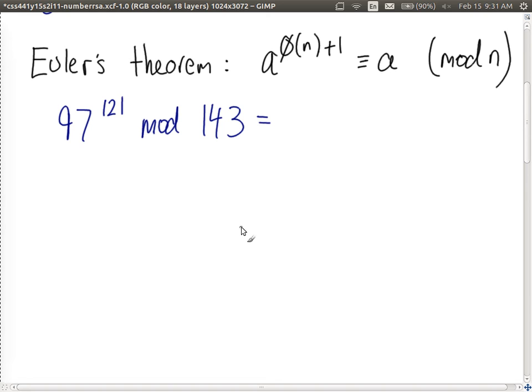To the power of 121 mod by 143. Try it on your calculator first. And then apply one of our theorems. Your phone has a calculator. A chance to use your phone during a lecture. 97 to the power of 121. Find out what it is and then mod by 143.